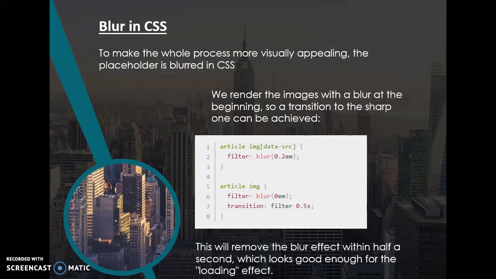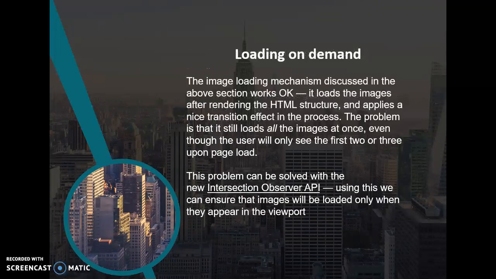Blur in CSS. To make the whole process more visually appealing, the placeholder is blurred in CSS. We render the images with a blur at the beginning, so a transition to the sharp one can be achieved. So we have this article, basically we have the blur, and we have this filter and blur as well. So basically this is some attribute that we can use. This will remove the blur effect within half a second, which looks good enough for the loading effect.